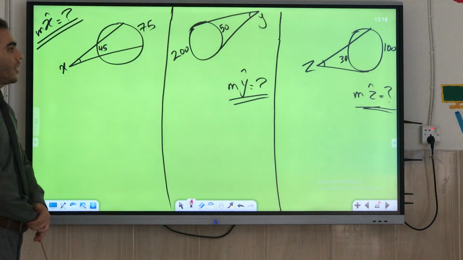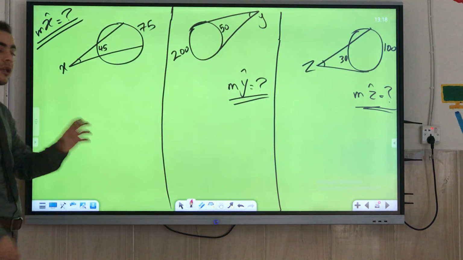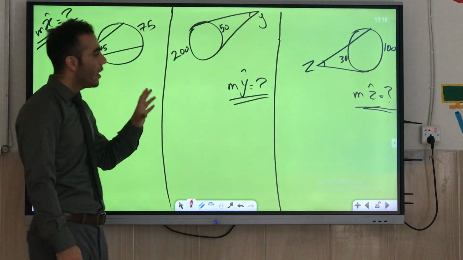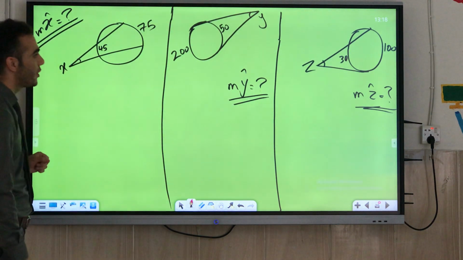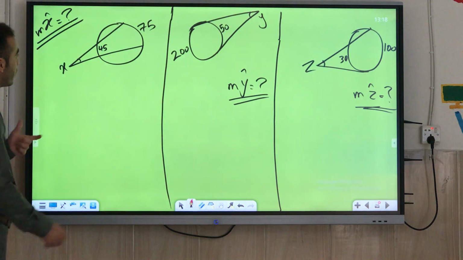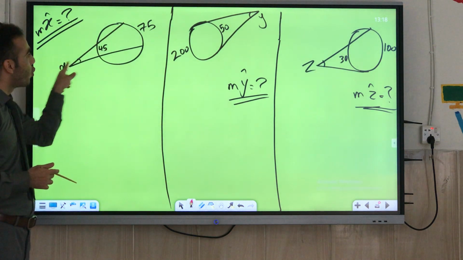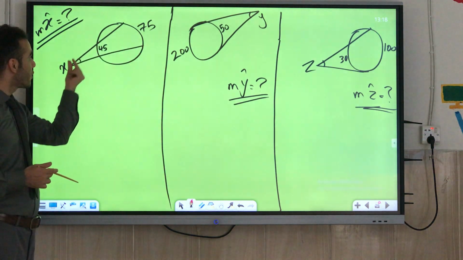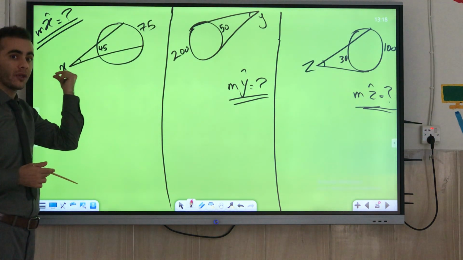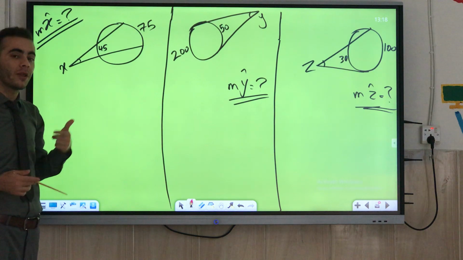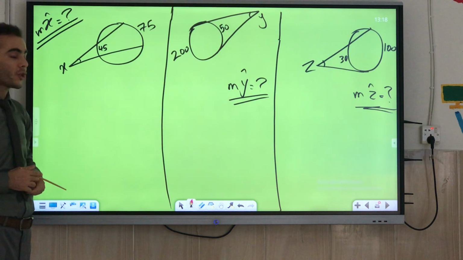Alright, so we have 3 different examples here, and I hope that you listen to me in order to catch every single point from this matter. So the first one, as you can see, we have got 2 chords, and they intersect each other where? Outside of the circle.